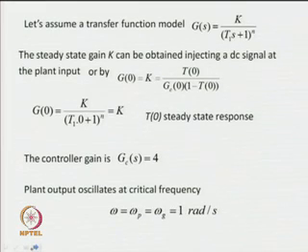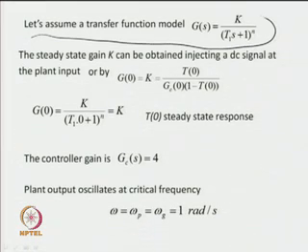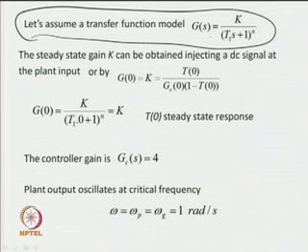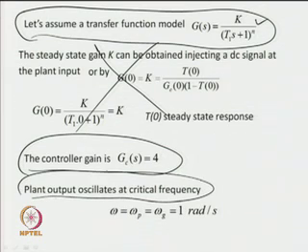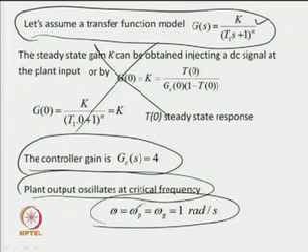Now, let us assume the transfer function model of the process dynamics to be of the form G(s) is equal to K upon (T1 s plus 1) to the power n. The steady state gain we have already obtained; we need not repeat the discussion here. We know that the controller gain GC(s) is equal to 4, and the plant output oscillates at the critical frequency, omega p equal to omega g equal to 1 radian per second. What are omega p and omega g? Omega p is the phase crossover frequency and omega g is the gain crossover frequency.